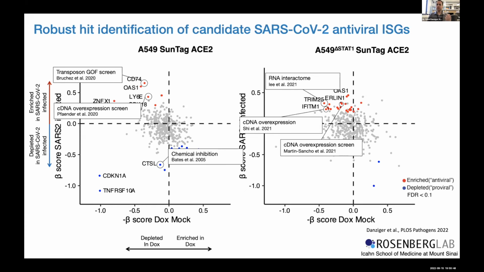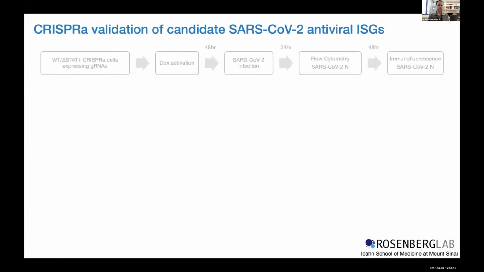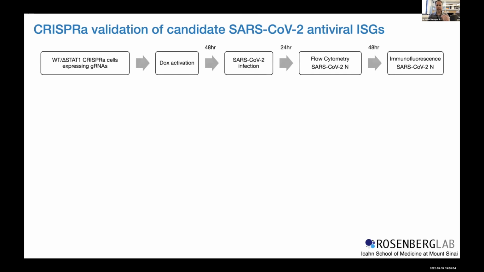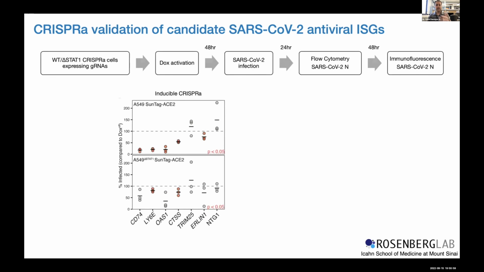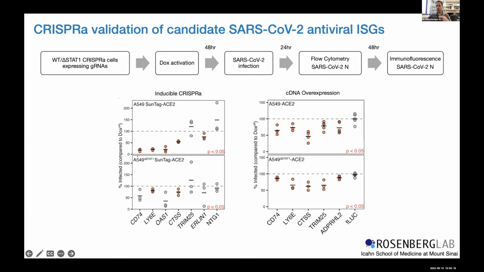So, of course, after that, we had to validate those hits, and we did something very close to our screen. We expressed single guides targeting screen hits, and we did it by inducible CRISPR activation. Here, the y-axis is the percent of infection compared to dox off, and you can see that the red dots are significant hits that we can validate with focused ISG-targeted guides. We did it by CRISPRa, but we also did it by cDNA overexpression, just to not overlook any non-specific targets of CRISPRa, and we could validate most of our hits.